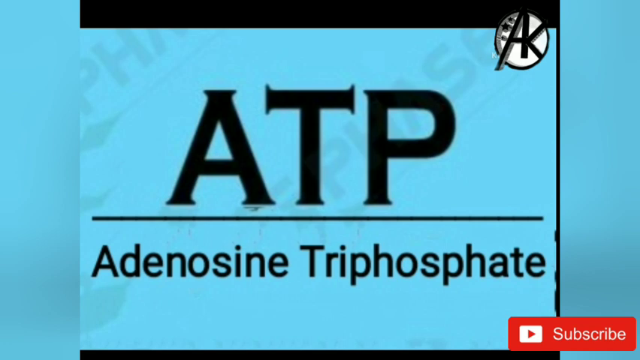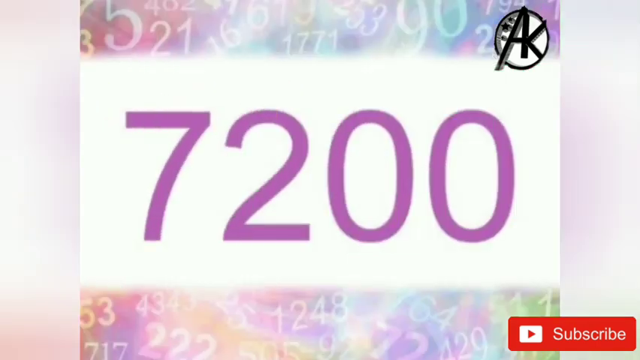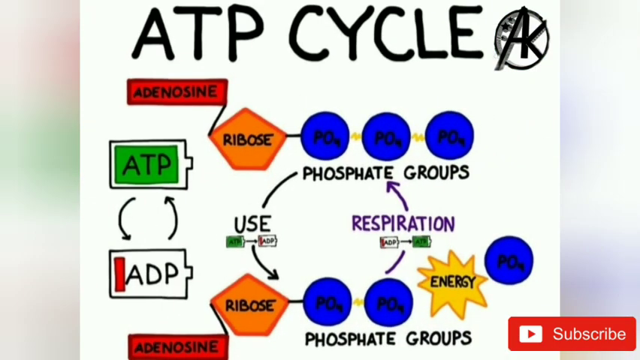ATP contains 3 phosphate bonds. Each phosphate bond contains 7200 calories of energy. When energy is needed for our body, one phosphate bond is utilized. ATP is converted into ADP, and after cellular respiration, one phosphate bond is attached to ADP and again forms ATP. This is the ATP cycle. Today's question: why don't we take air through the mouth for a long time?